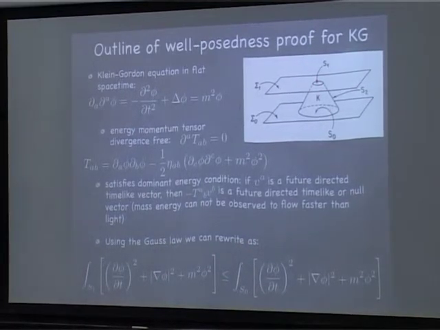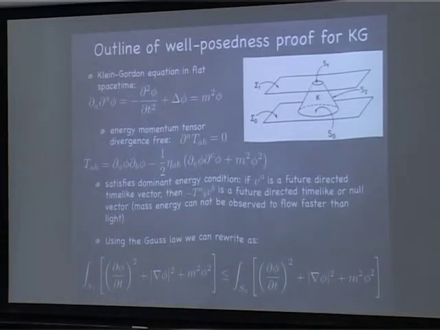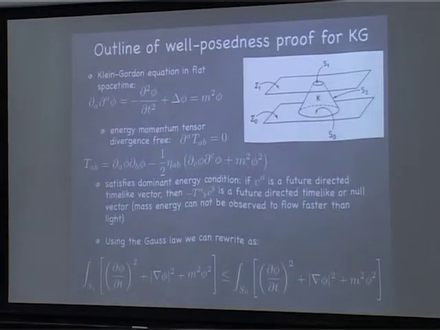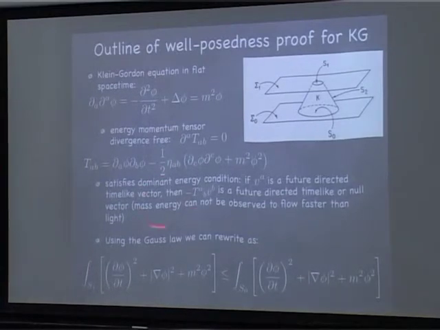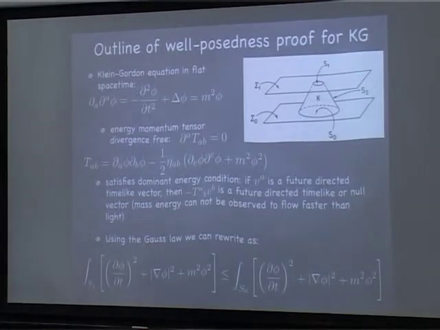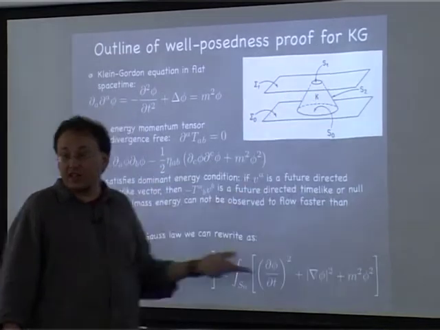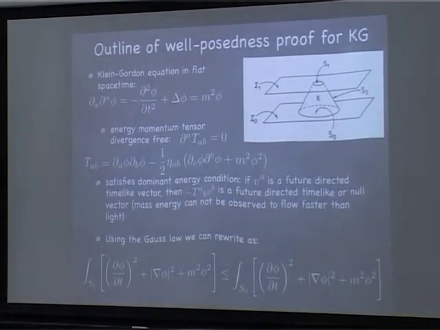Okay, we can conclude this from the divergence-free property of T and from the dominant energy condition. If the dominant energy condition weren't satisfied, then energy can flow faster than the speed of light, and so it can come in from the sides, and then this inequality is obviously not necessarily satisfied anymore.